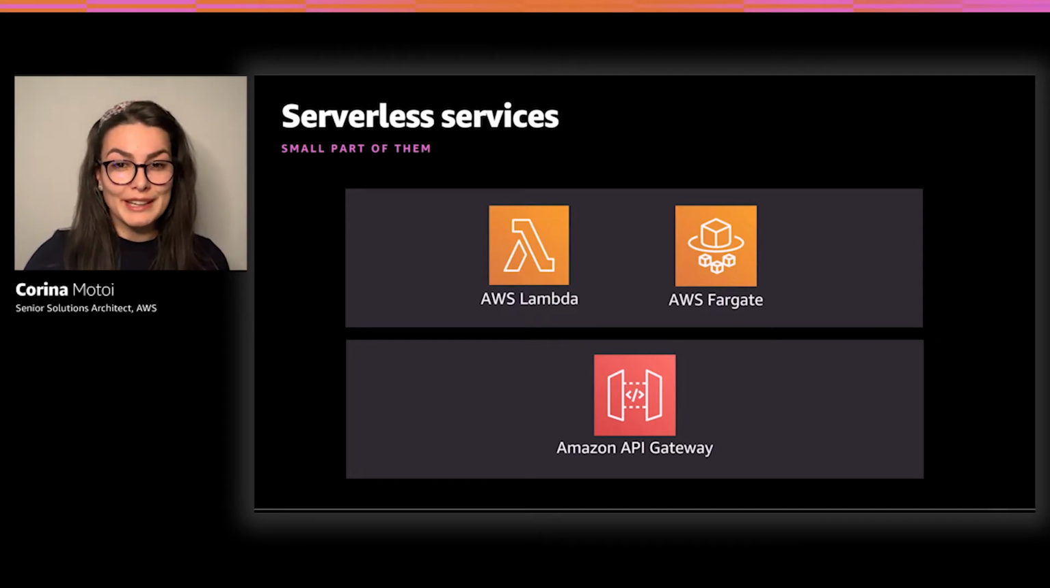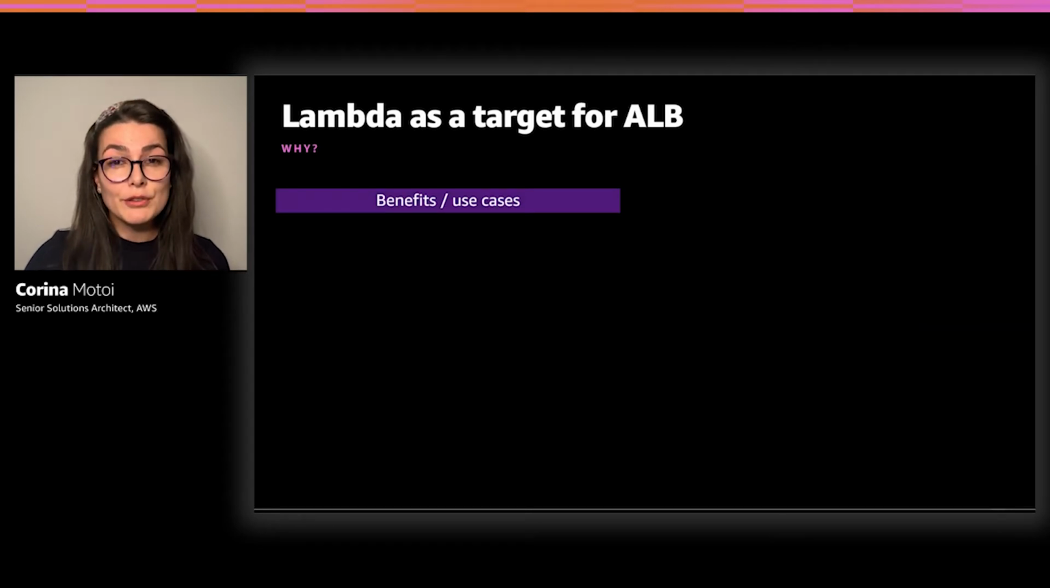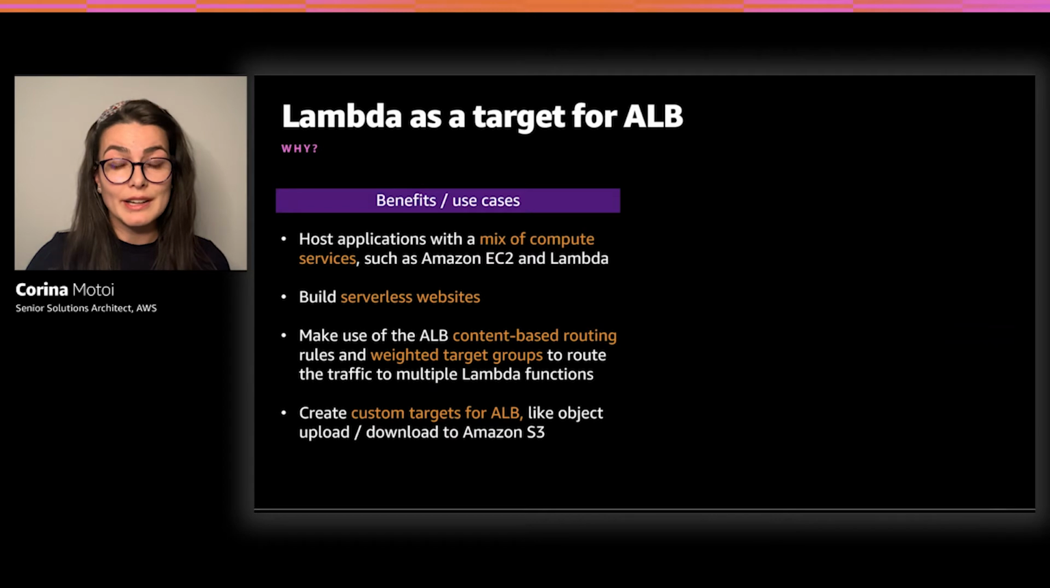Let's go into this topic and start with having Lambda as a target and discuss a little bit about the benefits and use cases of this deployment. First of all, with Lambda as a target, you can now have the load balancer supporting a mix of compute resources as targets. So you can have Lambda, you can have containers, you can have EC2, all of them under the same HTTP front end. But nothing stops you in the end from having everything serverless because the ALB supports that.